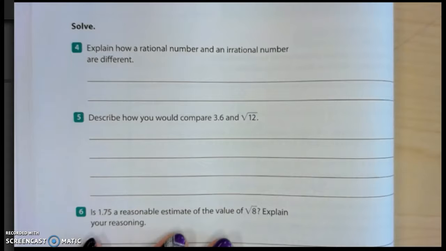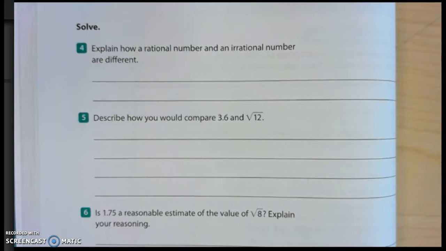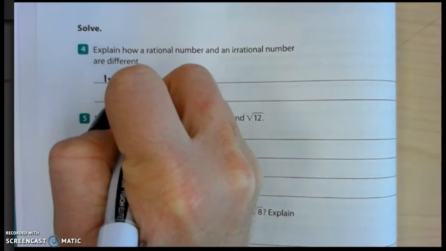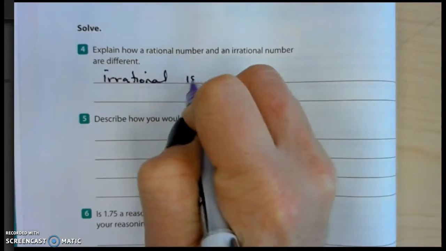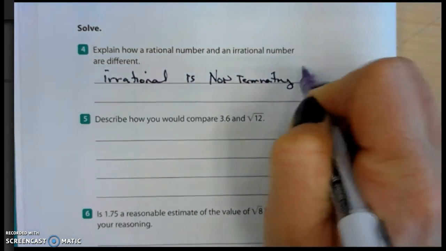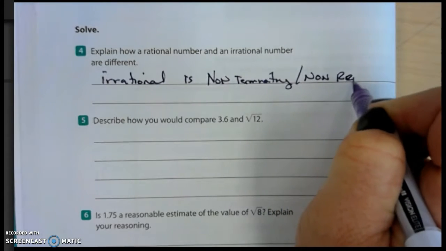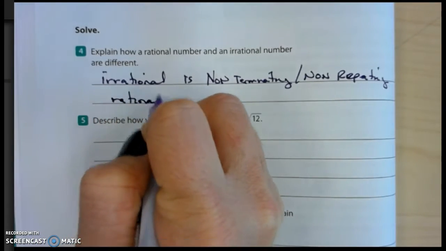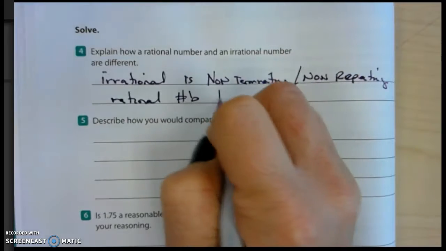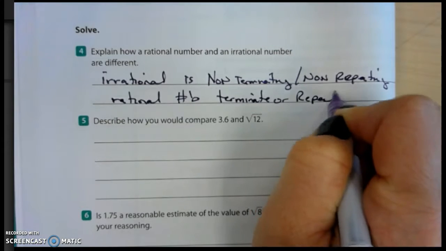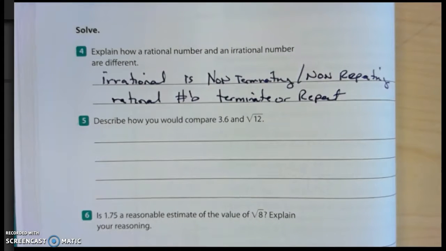Number 4 says explain how a rational number and an irrational number are different. As this is not a mathematical calculation, they just want you to tell the difference between the two. An irrational number is non-terminating and non-repeating. Rational numbers terminate or repeat. One of them repeats or terminates and the other one does not.